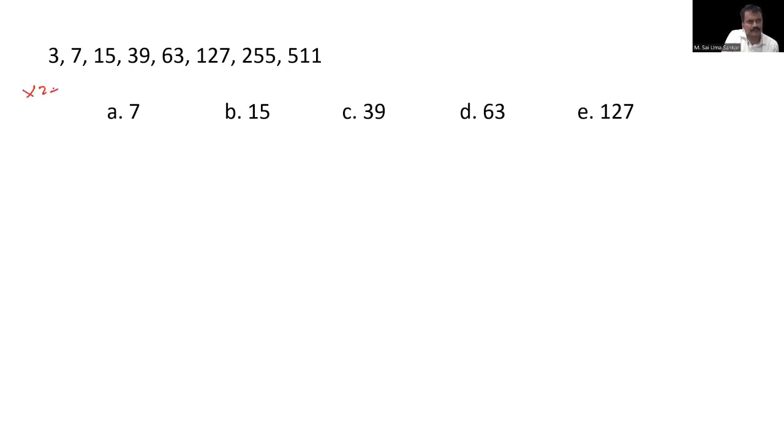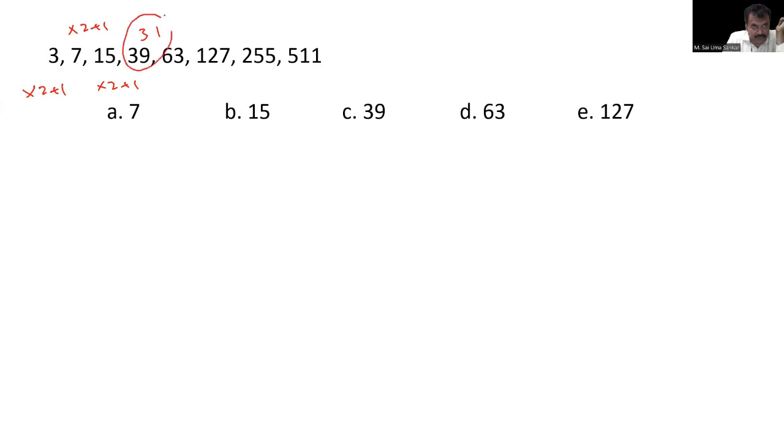3 into 2 plus 1, 7 into 2 plus 1, 15 into 2 plus 1. So what happened? That is equal to 31. See, 3 into 2 plus 1 is equal to 7. 7 into 2 plus 1 equals 15. 15 into 2 plus 1 equals 31.